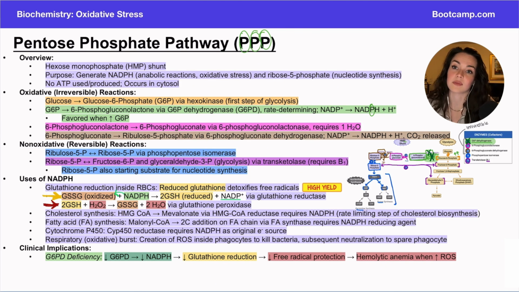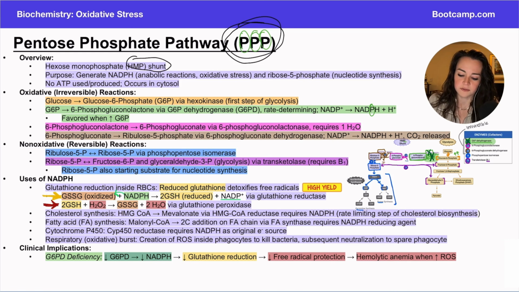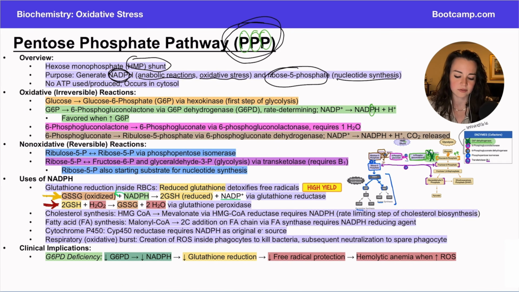So let's wrap things up. We've been talking about the pentose phosphate pathway, also called the HMP shunt. They mean the same thing. We created 2 big products with this. The first was ribose 5-phosphate, which we used for nucleotide synthesis, and the second was NADPH, which was used in a bunch of anabolic reactions as well as oxidative stress.